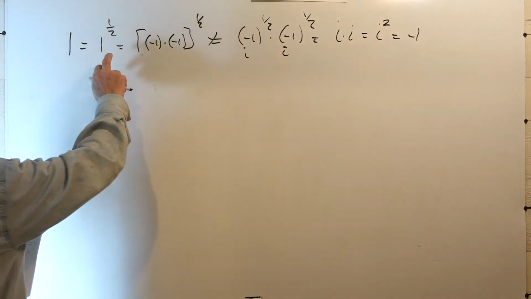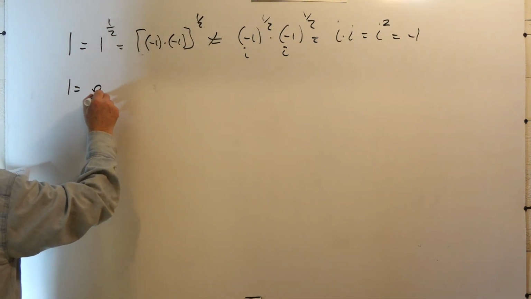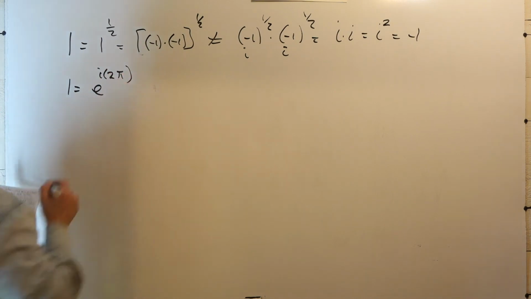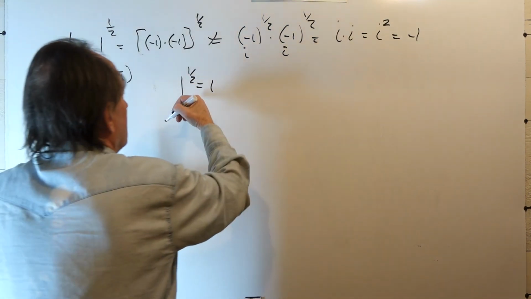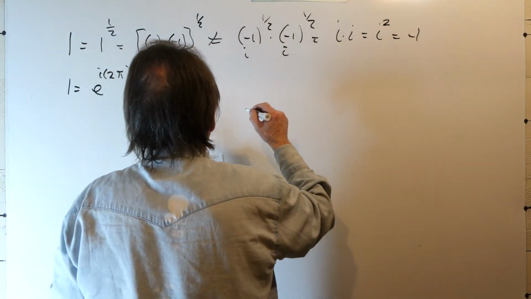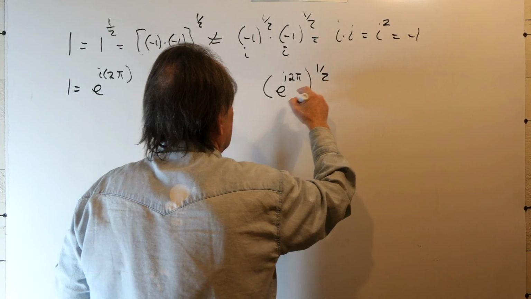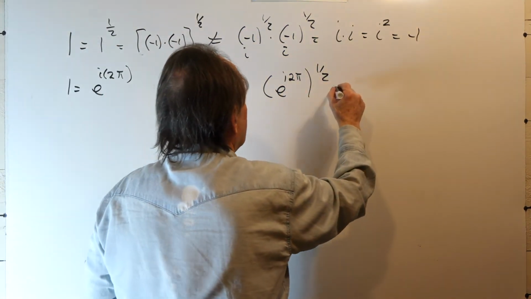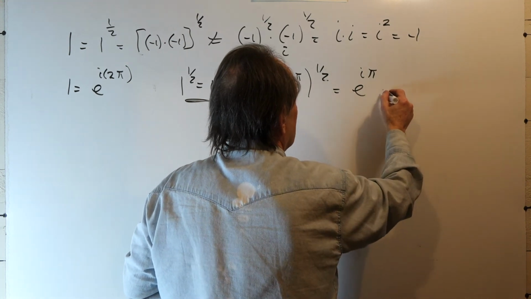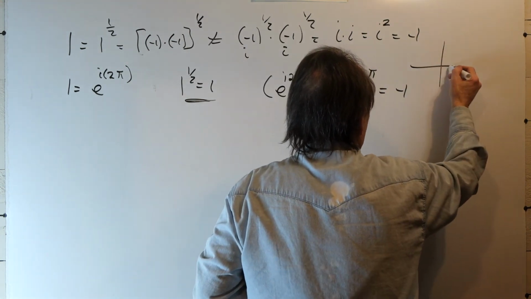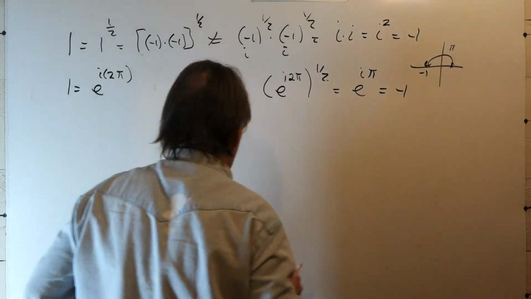But if we consider 1 to be multi-valued, or the exponentiation to be multi-valued, we could write 1 as e to the i 2 pi. And 1 to the 1/2 is equal to 1. And this is as a single-valued function, but we could write this as e to the i 2 pi, to the 1/2. e to the 2 pi i is 1. We're taking 1 to the 1/2, and this becomes e to the i 2 pi times 1/2. It's e to the i pi, and we know e to the i pi is -1. If we look on the complex plane, we go from 1, rotate it by pi, we get to -1.